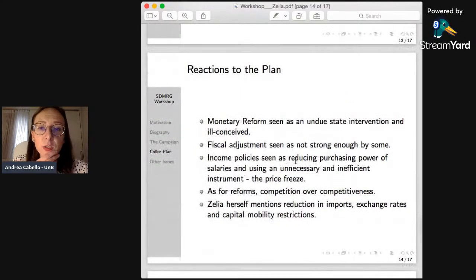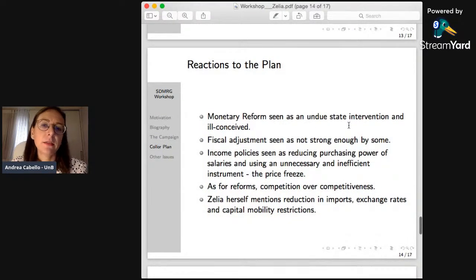And like I said, the reactions to the plan: the monetary reform was definitely seen as an undue state intervention. It was seen as ill-conceived. So here there's no way to defend that monetary reform. Some people, for example Pastore, wrote extensively saying how very inadequate it was. Some people like Simonsen also wrote about it. Fiscal adjustment was seen as not strong enough by some. Simonsen was one of the people who said that it could have been more.